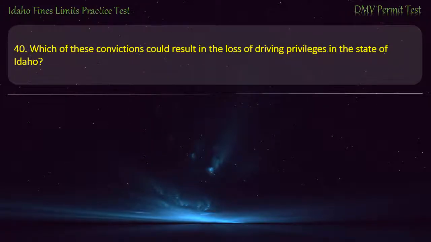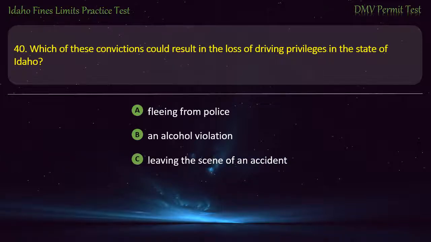Question 40. Which of these convictions could result in the loss of driving privileges in the state of Idaho? Fleeing from police, an alcohol violation, leaving the scene of an accident, all of these answers are correct. Answer: All of these answers are correct.